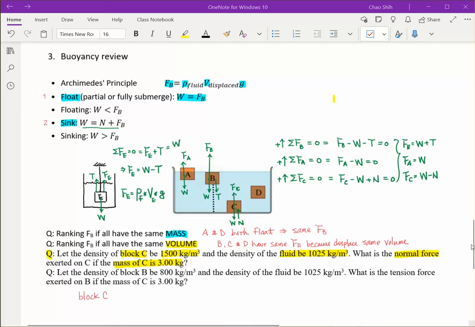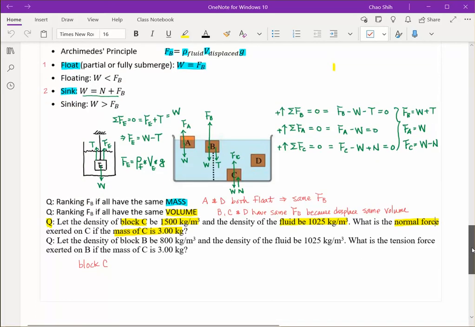The block C, if you look at the free body diagram, we write the summation, the equation of motion, which is right here: F of C, which is the buoyancy force of the sea, is equal to W minus N. Then let's look at each one of them. Let's look at the weight first.